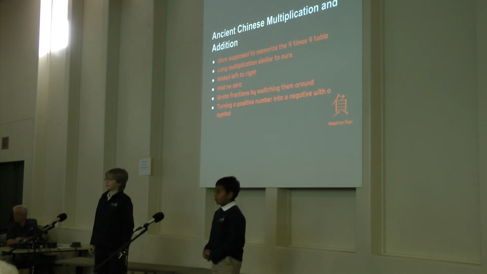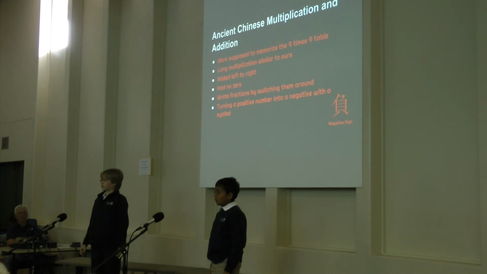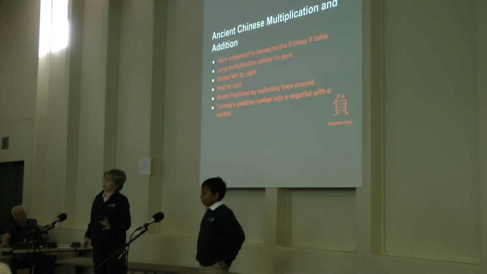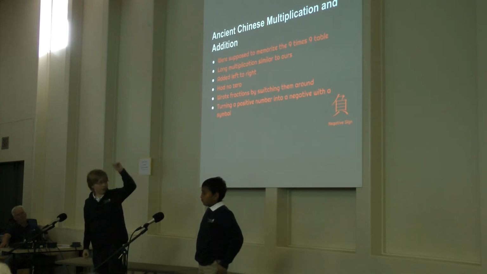The ancient Chinese number system. The ancient Chinese were supposed to memorize the 9 times 9 table. Long multiplication was similar to ours. They could write on bamboo rods, and they added left to right like us. The ancient Chinese had no zero. To make a fraction, you would flip the numbers around, and to turn a positive number into a negative number, you would use this symbol.